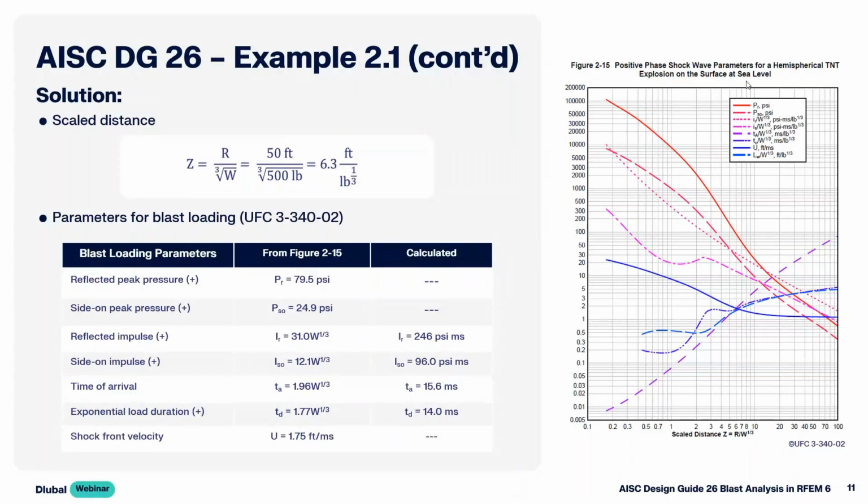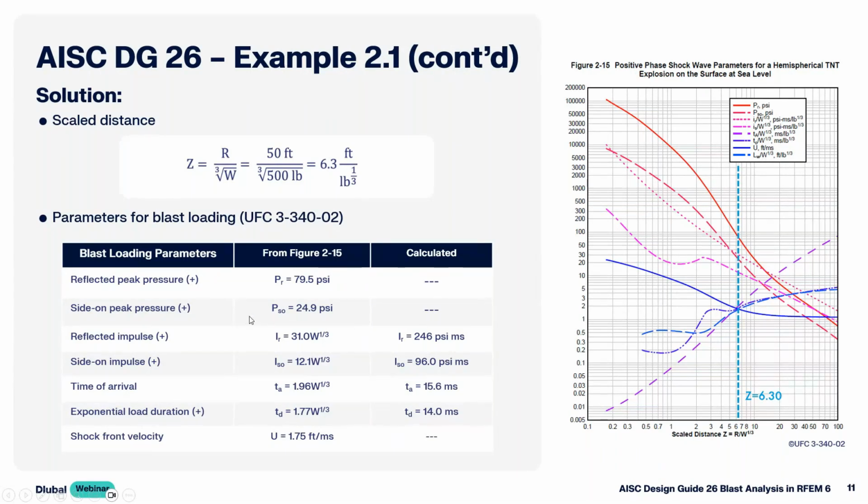So we've determined that Z is equal to 6.3. So we simply plot it directly on this figure. And as we follow this line up, we have the various variables for the idealized pressure curve given to us here. And that's what's listed within this table.